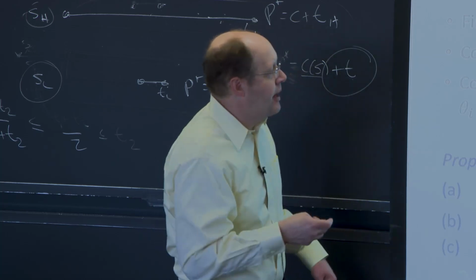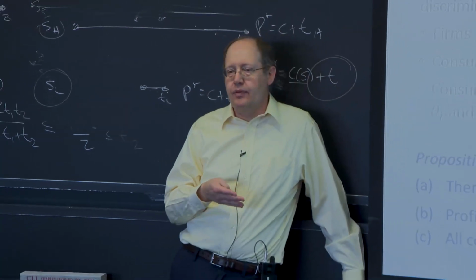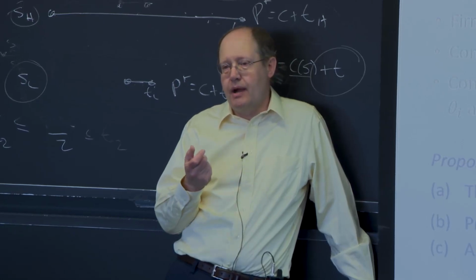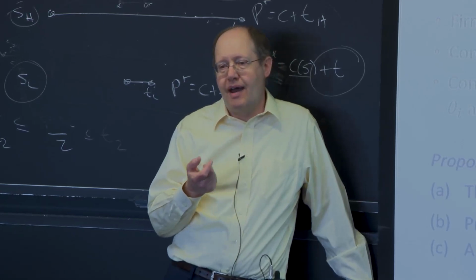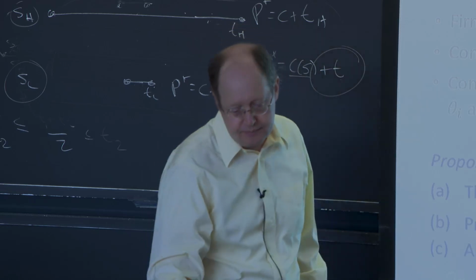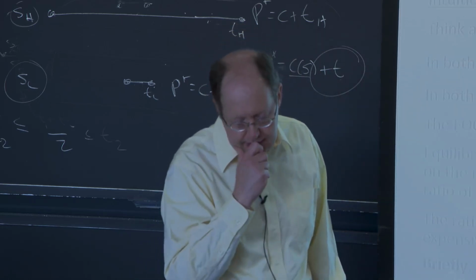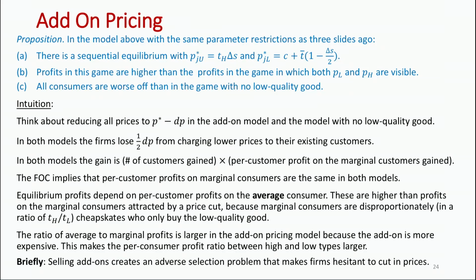The high types are better off because they would pay a low price without this add-on pricing scheme. The low types are better off because they're getting a better quality good instead of having to carry their car seats on the plane. Okay. I'm short on time, so I'll skip that, but let me just give you the intuition for why add-on pricing becomes non-neutral.